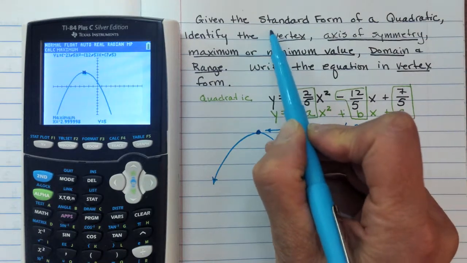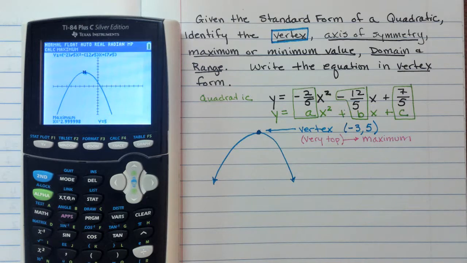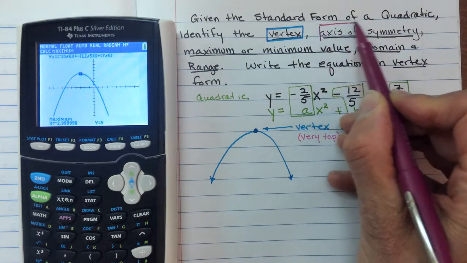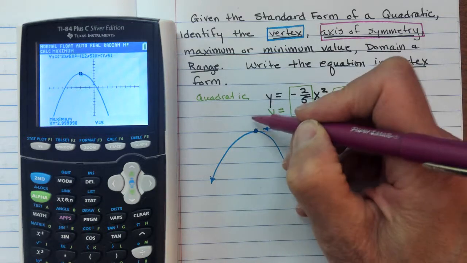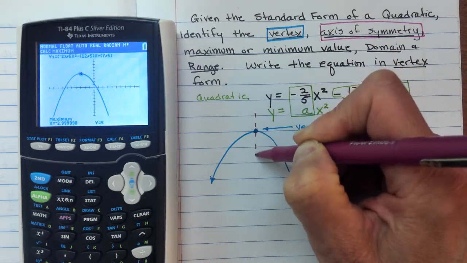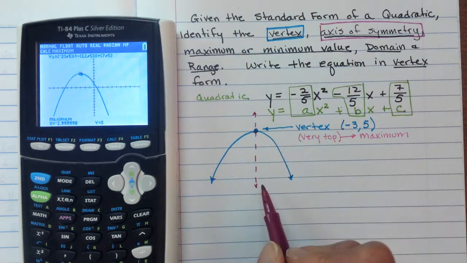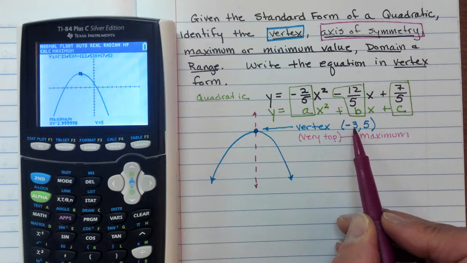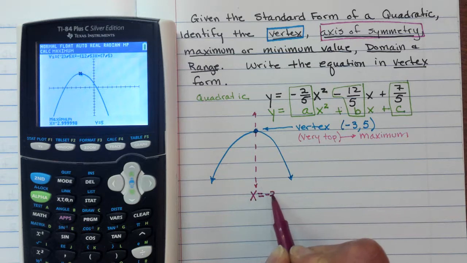So that was my vertex. That's what I just did in blue. So now, axis of symmetry. If I were to do a vertical line down the center here, that would be my axis of symmetry. So that axis of symmetry always goes through the X value. So what was my X value? It was -3. So X equals -3.